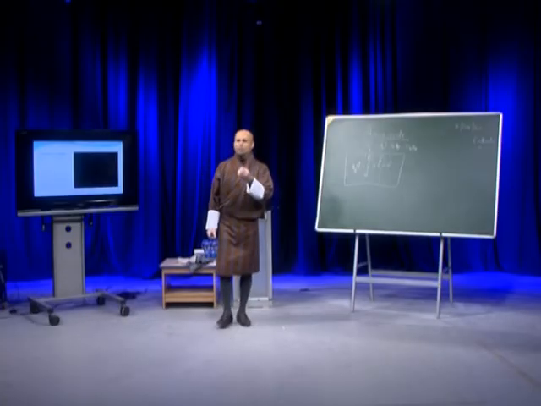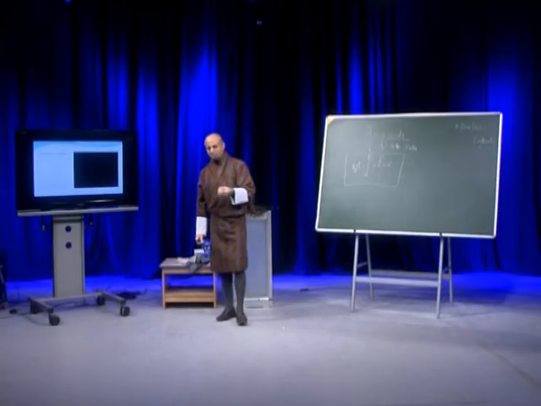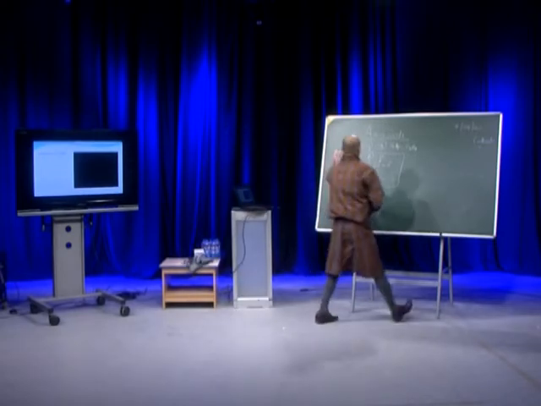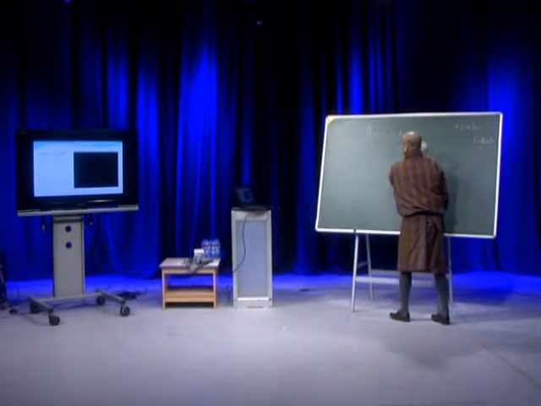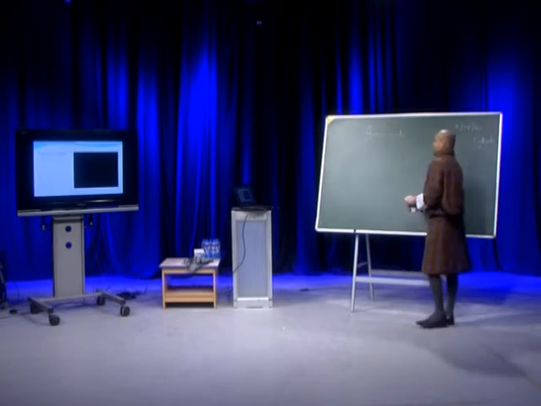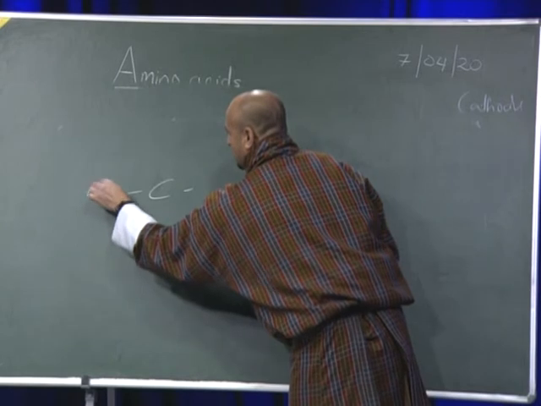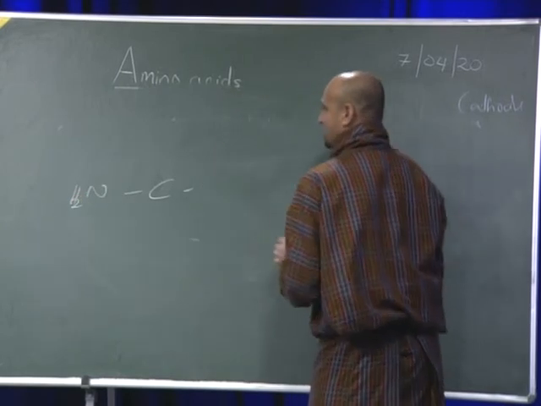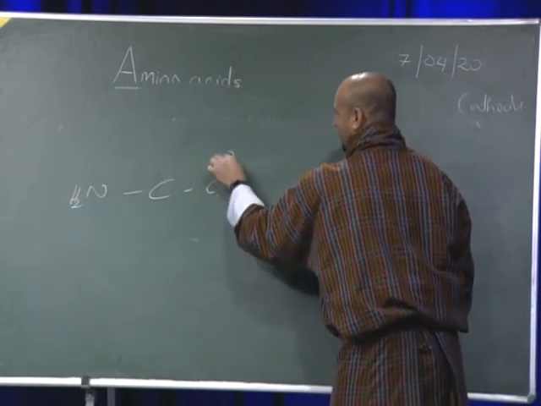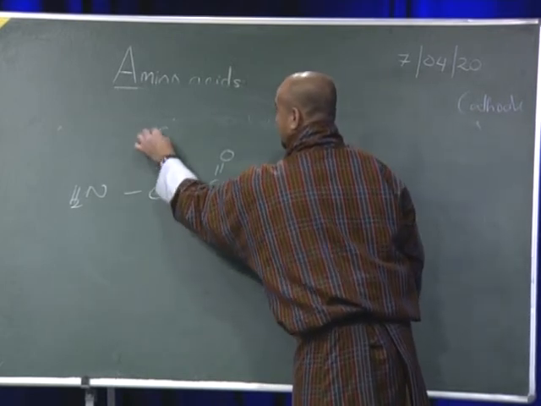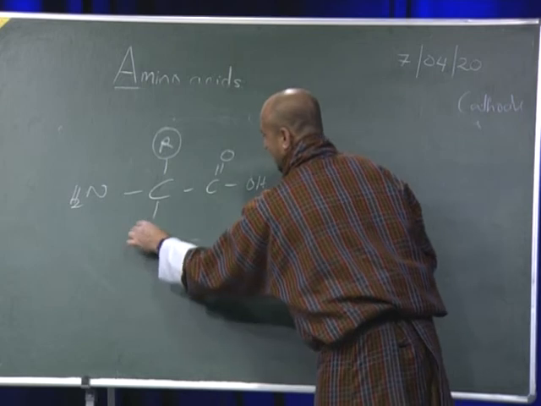First, what are amino acids? As you have discussed already, this is a special type of acid which contains two functional groups. I'll use this board to explain this. Amino acids are a special type of acid which contains an amino group on one side as a functional group, a carboxyl group on the other side as a functional group, and we have R, this is alkyl, and then we have a hydrogen atom.